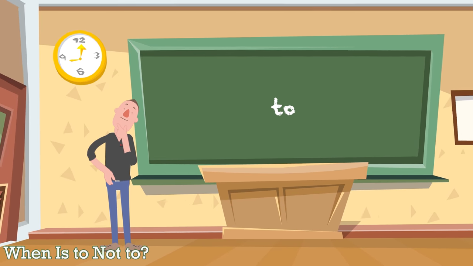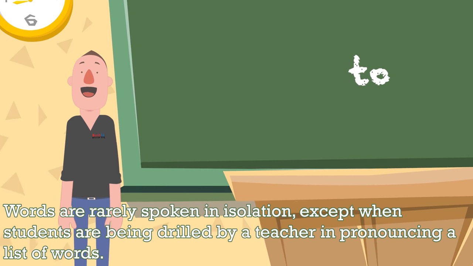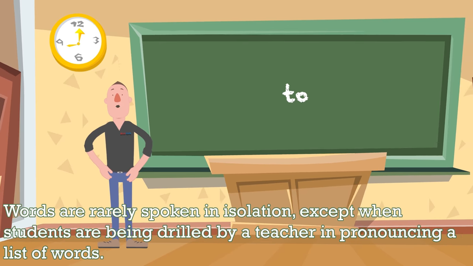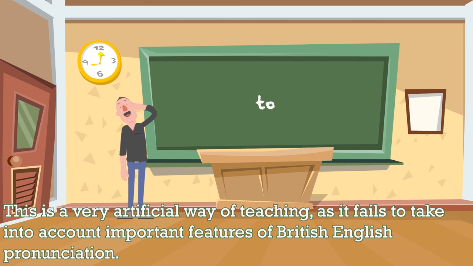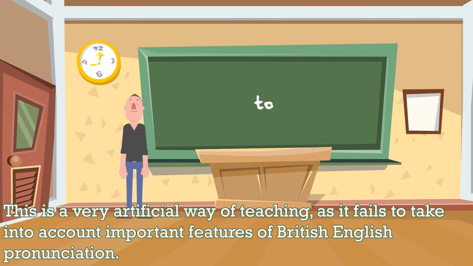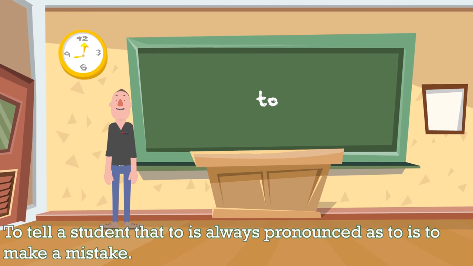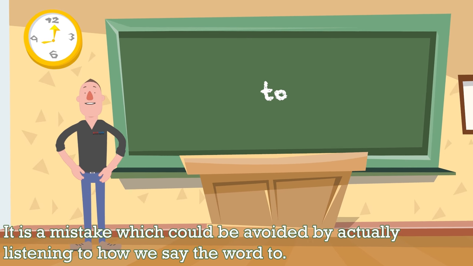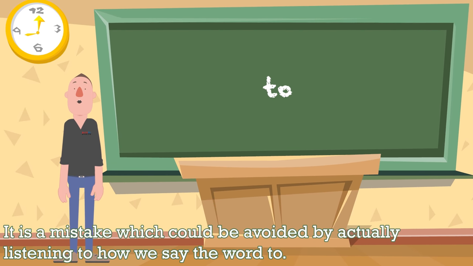When is two not two? Words are rarely spoken in isolation, except when students are being drilled by a teacher in pronouncing a list of words. This is a very artificial way of teaching, as it fails to take into account important features of British English pronunciation. To tell a student that two is always pronounced as two is to make a mistake. It's a mistake which could be avoided by actually listening to how we say the word two.